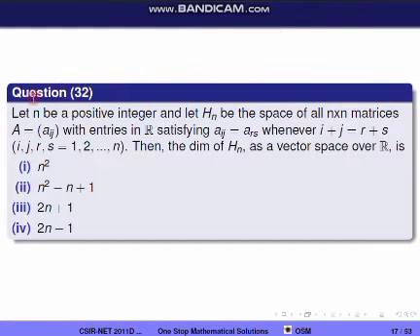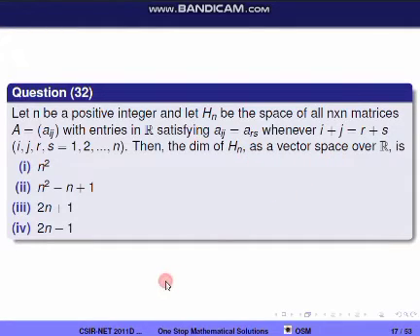Next question, question 32. Let n be a positive integer and let Hn be the space of all n cross n matrices A equal to Aij with entries in R satisfying Aij is equal to ARS whenever i plus j is equal to r plus s, for i, j, r, s equal to 1, 2, etc. up to n. Then the dimension of Hn as a vector space over R is. So they are given Hn to be the set of all matrices which satisfy this condition. Then we have to find the dimension of Hn when considered as a vector space.